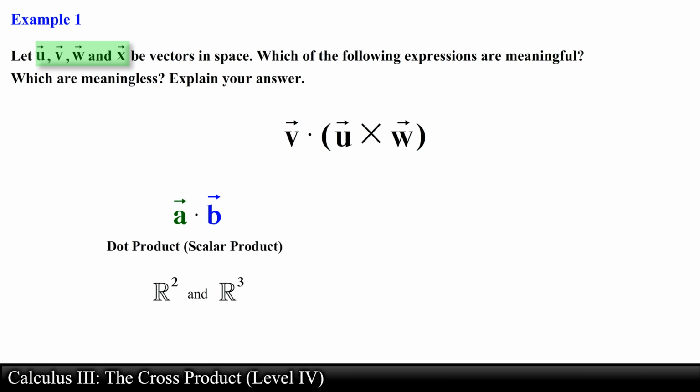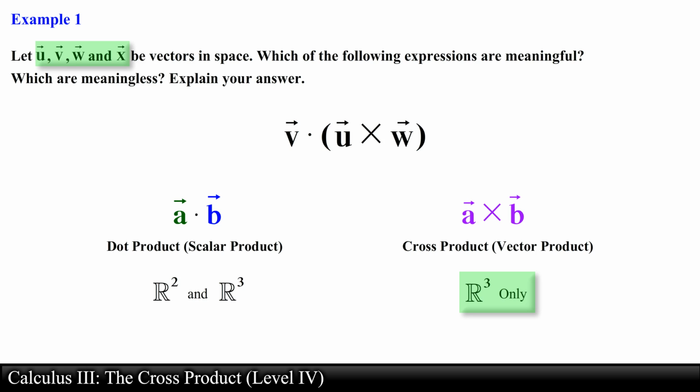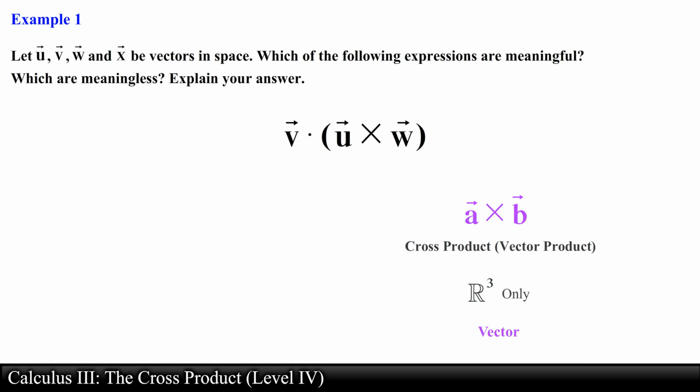Recall that the dot product is defined for both vectors in R² and R³, while the cross product is defined for vectors in R³ only. Also, keep in mind that the dot product produces a scalar, and the cross product produces a vector. Let's use these facts and determine if the given expression is meaningful.